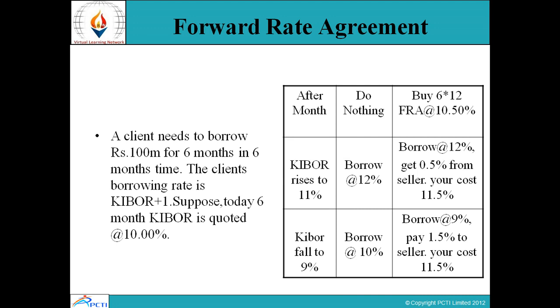KIBOR rises to 11%. Then do nothing, borrow at the rate of 12%. Borrow at 12%, get 0.5% from the seller, and your cost is 11.5%. KIBOR falls to 9%. Do nothing, borrow at the rate of 10%. Borrow at 10%, pay 1.5% to the seller. Your cost is 11.5%.